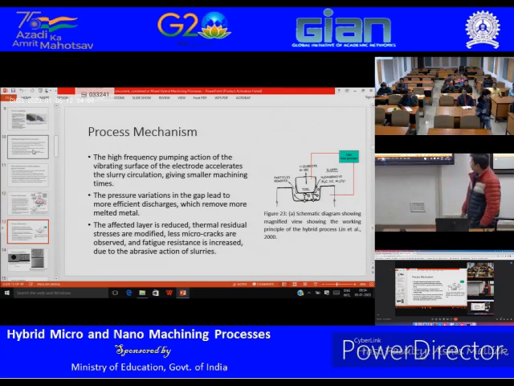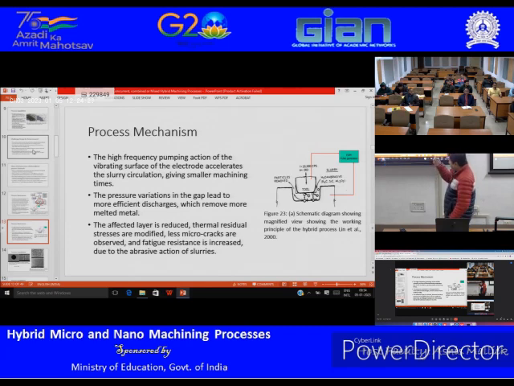Okay, so let's continue with the process mechanism. You just mentioned how the flushing is happening. So here it says the high frequency pumping action of the vibrating surface can create some pressure differences, and that accelerates the slurry circulation. Exactly what we just discussed, right? Which also helps in reducing the machining time and making the process faster.